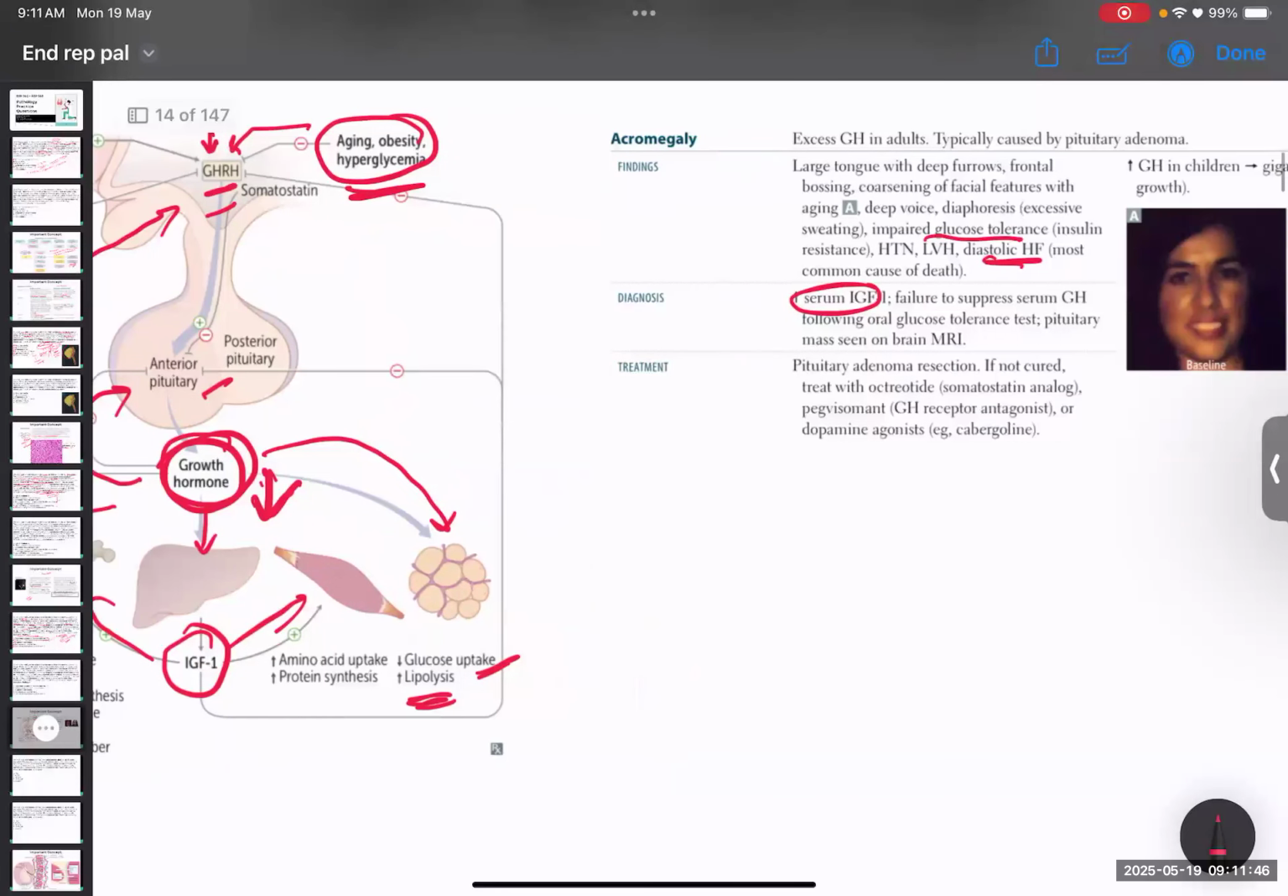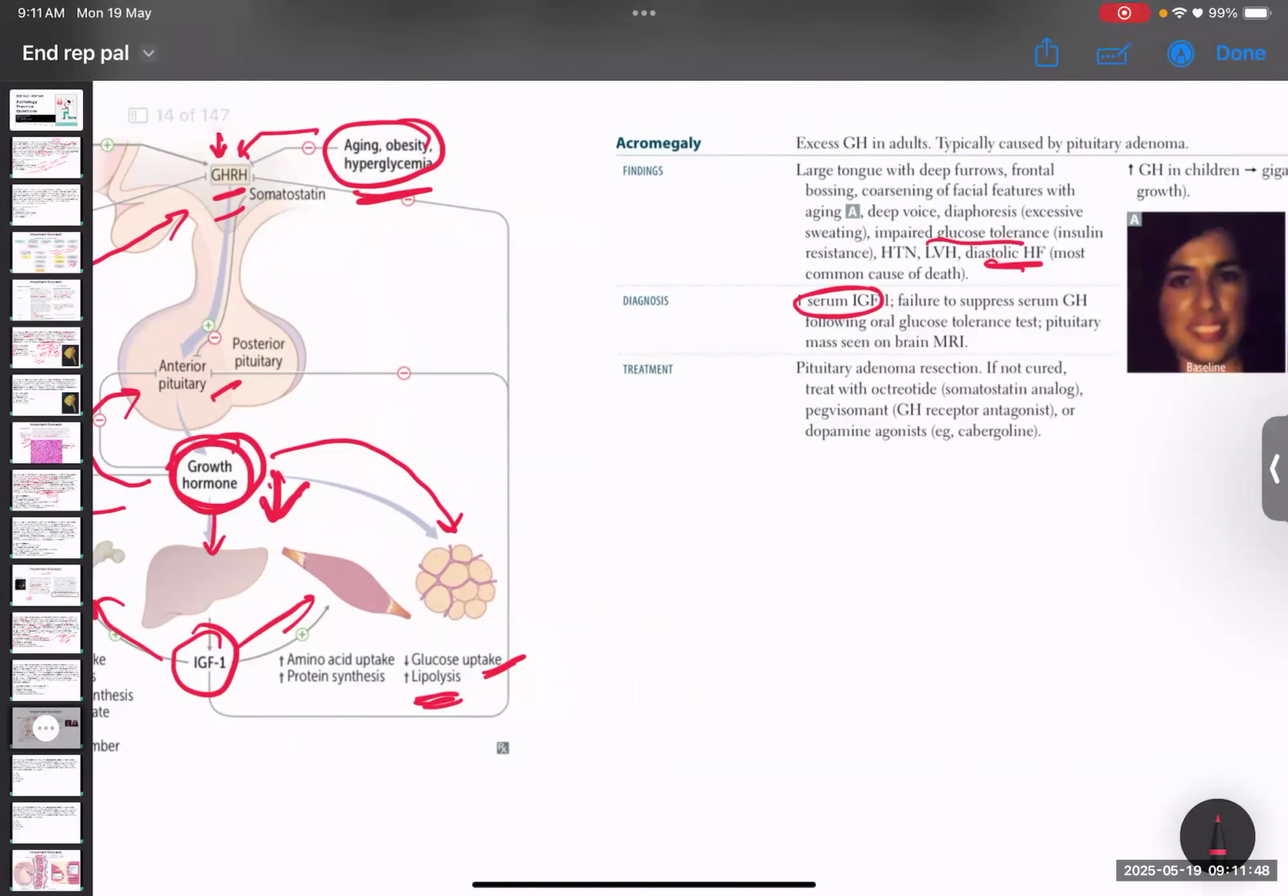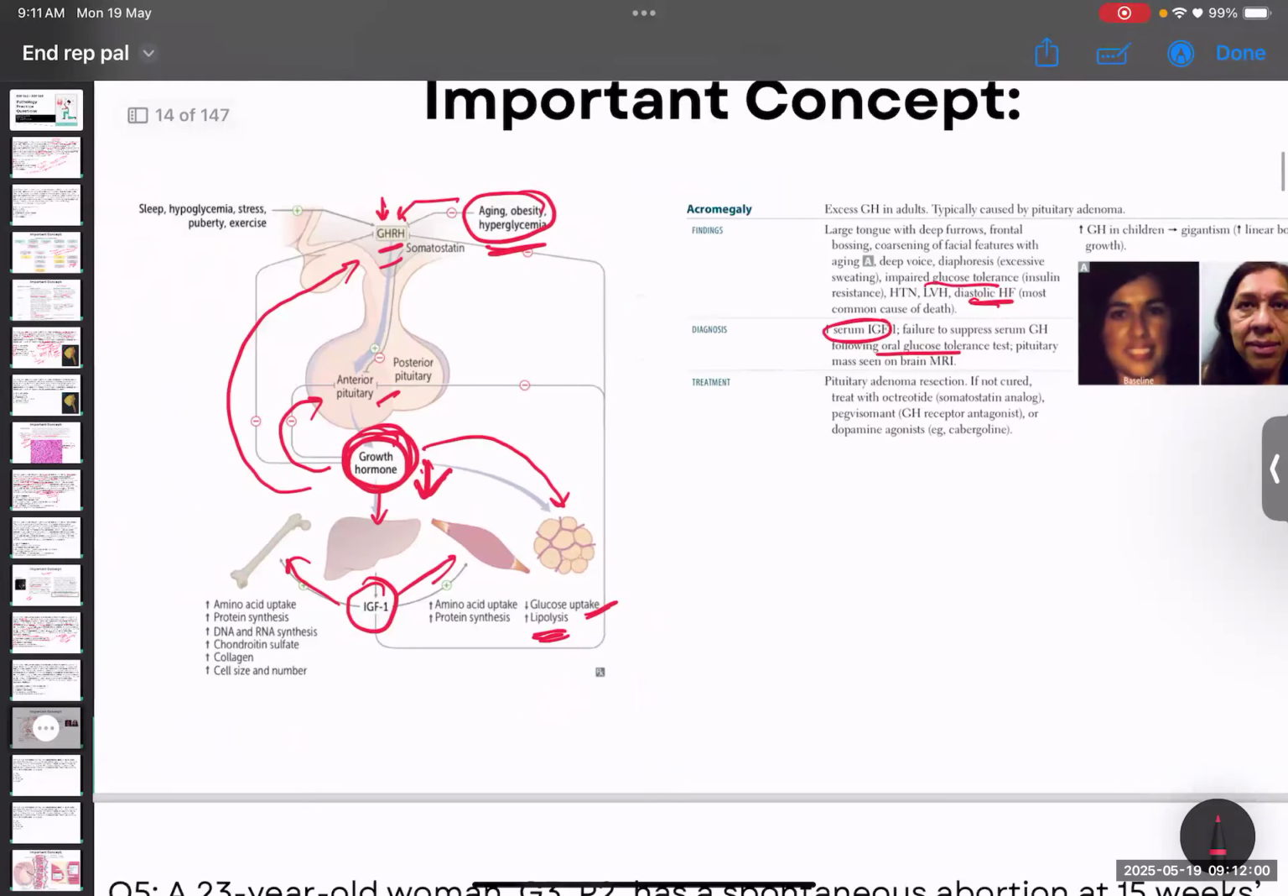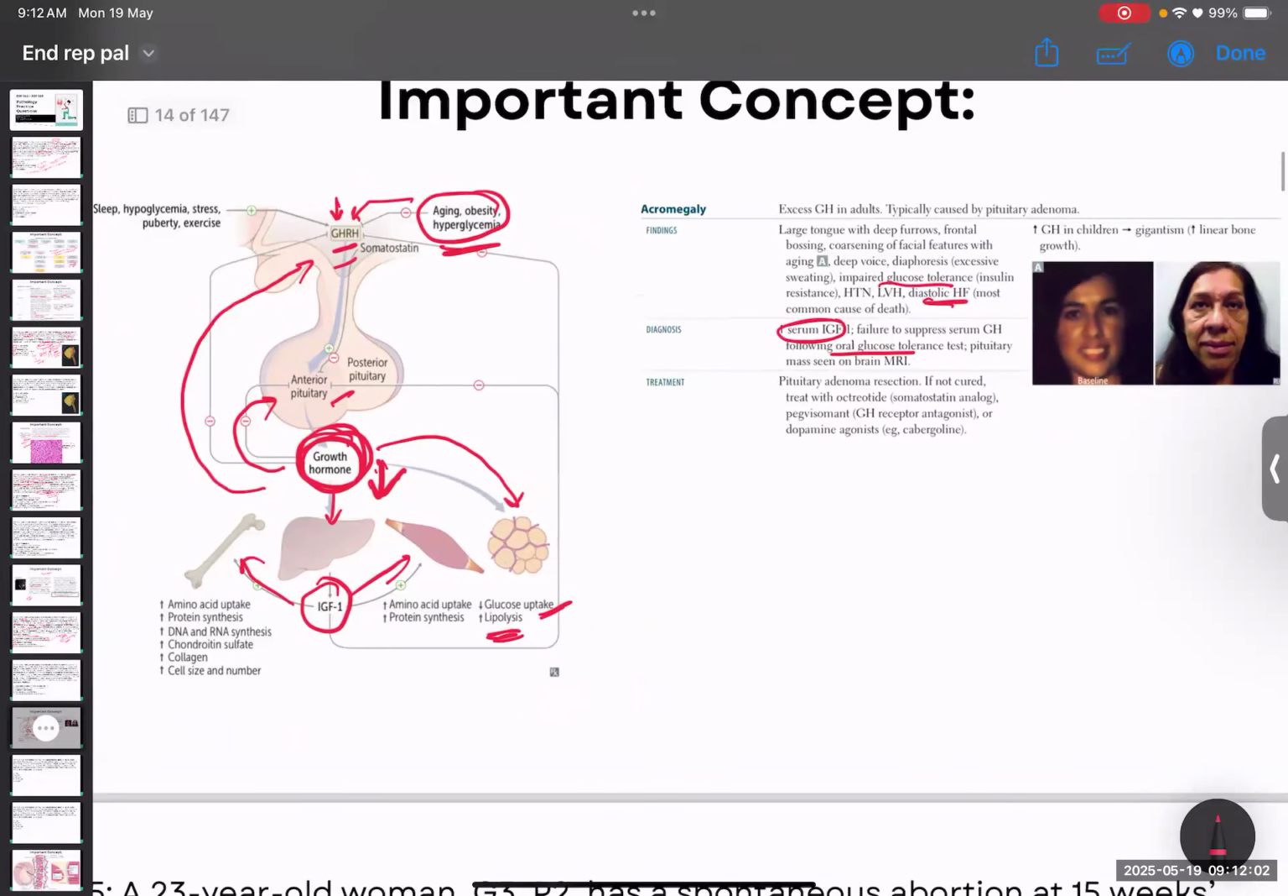So even if you give them glucose, that's called failure to suppress serum growth hormone after oral glucose tolerance test. So even if you give them glucose, you will not be able to suppress that growth hormone because it's an adenoma. Normally, it should be suppressed though. And usually treatment is via resection of it, or you can give them somatostatin analogs or a growth hormone receptor antagonist like pegvisomant.